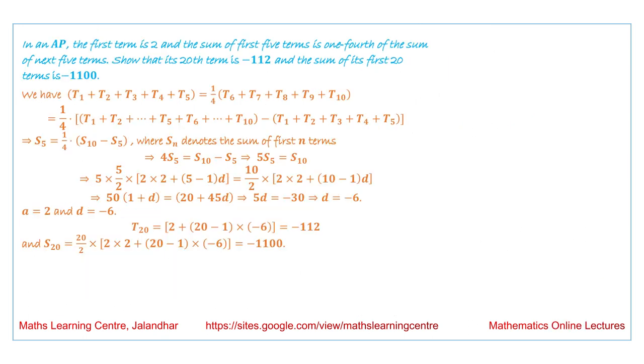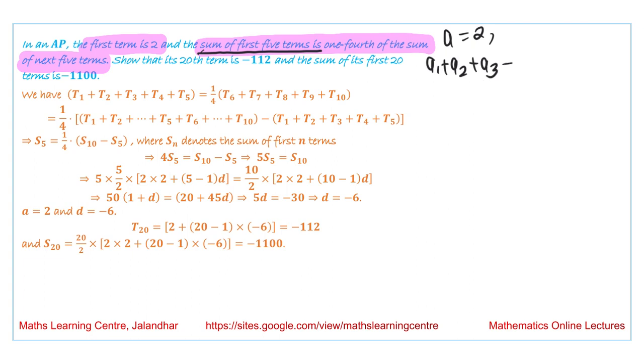Next is: in an AP, the first term is 2. The sum of the first 5 terms is 1/4 of the sum of the next 5 terms. It is being given that the value of a is equal to 2. The sum of the first 5 terms, that is a1 plus a2 plus a3 plus a4 plus a5, which is S5, is 1/4 the sum of the next 5 terms.